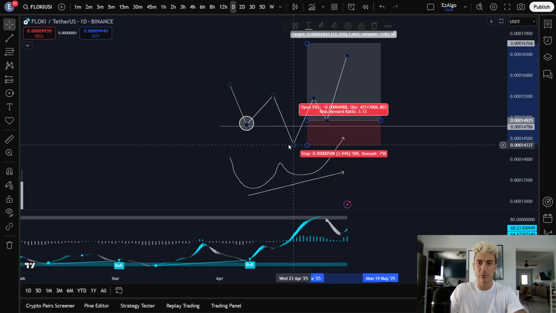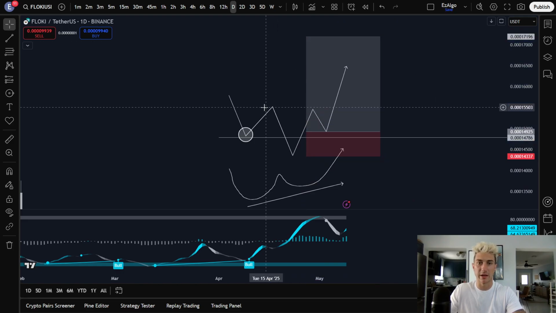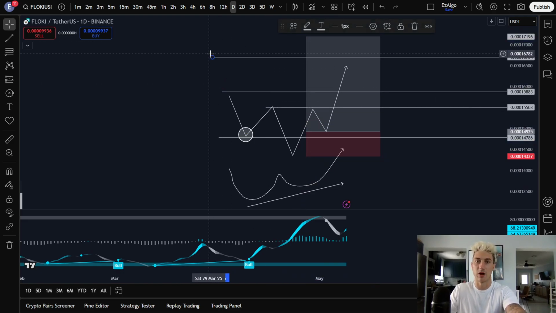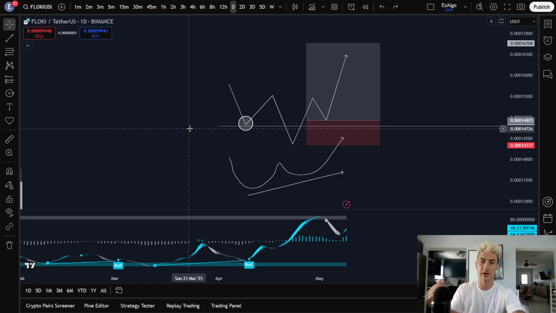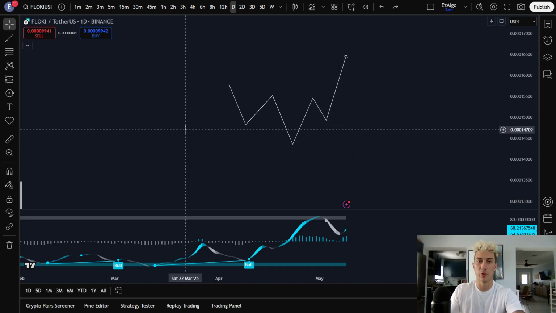Stop loss at the previous low that you've just made, and you are targeting these highs as your take profit levels. Just to make the visual a little bit more clear so you guys know exactly what you're looking for when you're using this strategy.